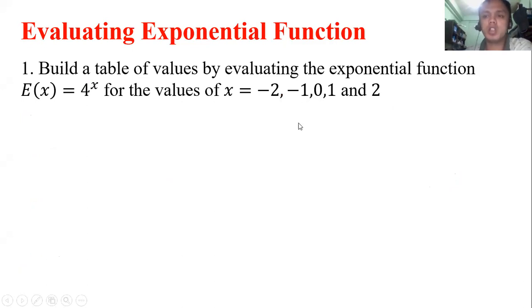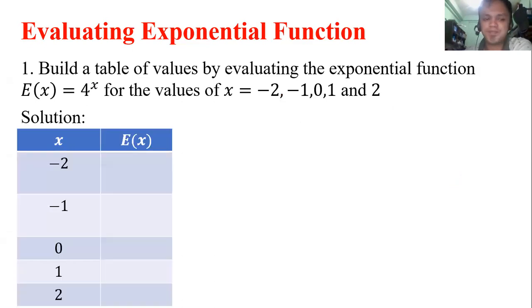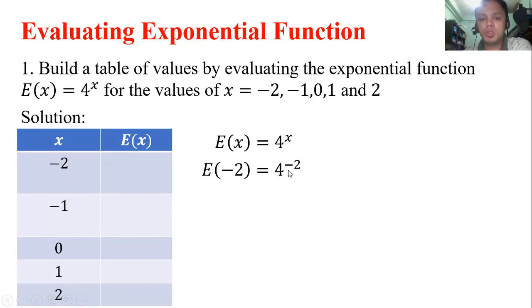So dito gagawa tayo ng table of values na kung saan given na yung values of x. So ano naman magiging function natin kung yung x natin is -2, -1, 0, 1, and 2. Isa-isahin natin. If your x equals -2, magiging f of -2 is equal to 4 raised to -2. Again, may negative exponent tayo.